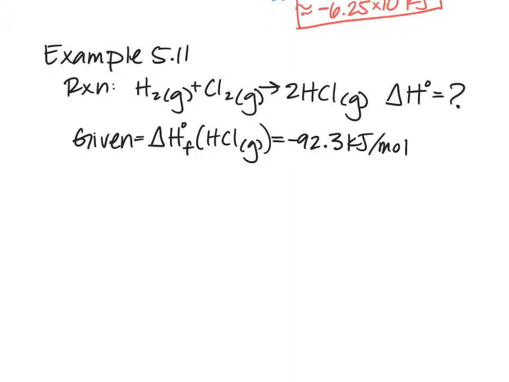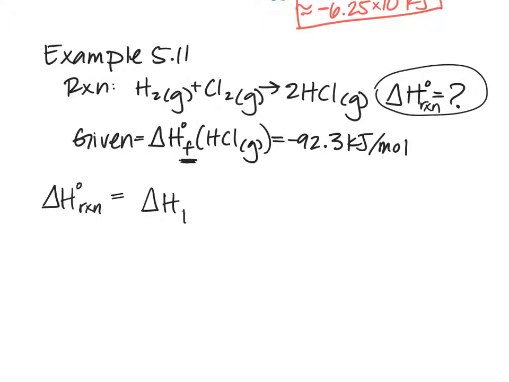Now, there is an equation associated with this. If you are given delta HF values, in order to calculate delta H for the reaction, sometimes you'll see RXN for reaction, you need to take the change in enthalpy of the products minus the change in enthalpy of the reactants. So it's pretty simple, but you need to take all of the products and subtract all of the reactants.